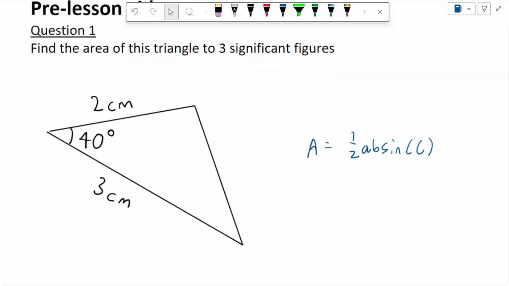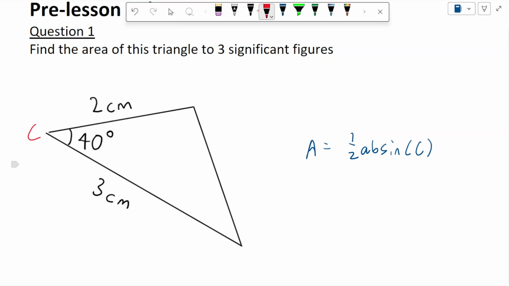Now, when you use the area formula, you do have to be careful that you label the angle as C, and then you can label the other two sides however you want. When you apply this, the sides have to trap the angle in between them, and that's how you want the area formula to work. If we had the angle over here, it wouldn't work because we would have the wrong sides.